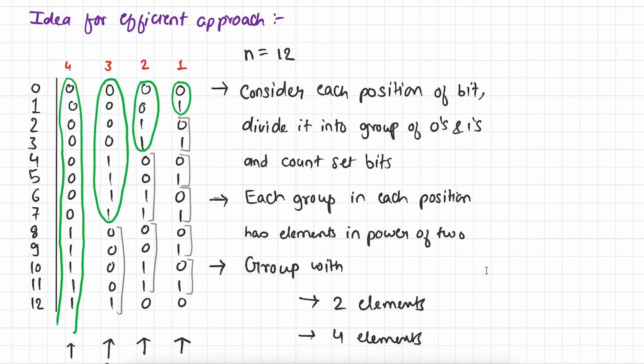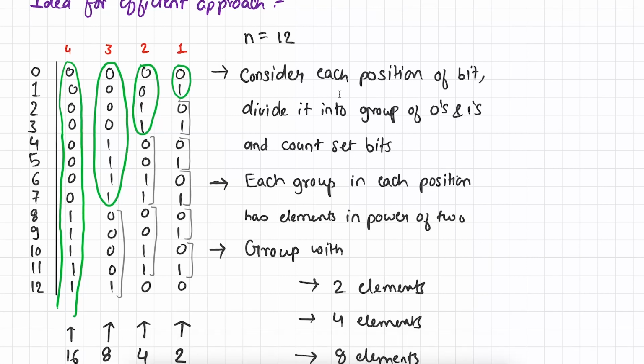Before we move on to the implementation of this efficient approach, let's discuss the idea behind it. Let's consider the value of n as 12. Here I have written the binary representation of numbers from 0 to 12, and this is the first position, this is the second position, this is third, and this is fourth, right? So in this approach, we consider each position at a time. It means we only consider the first position, then second, then third, and then fourth.